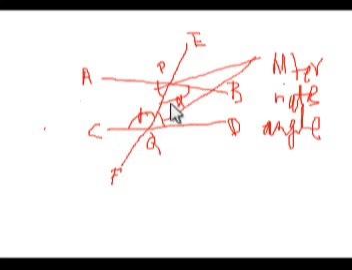So there are two pairs of alternate angles, but the lines are not parallel. So alternate angles cannot be equal. This is the basic condition. If the lines are not parallel, you can never get equal alternate angles. But in case of opposite angles, look at this.